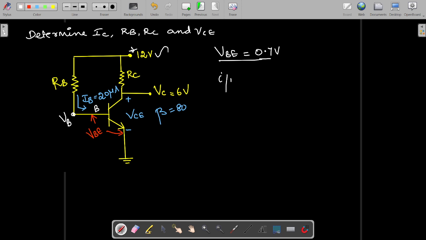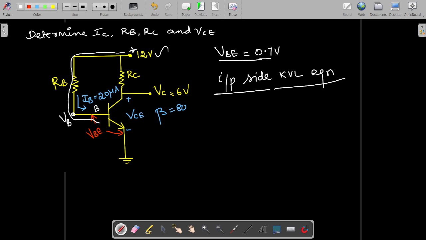So for that we have to write the input side KVL equation, Kirchhoff's voltage law. By applying KVL, we can write the equation at the input side. So it starts from here actually. The 12 volts, then the current flows through this path, and it enters here. This is the path. So I can write the equation as VCC minus IBRB, minus this voltage drop is there, right? So minus VBE, that is equal to 0.